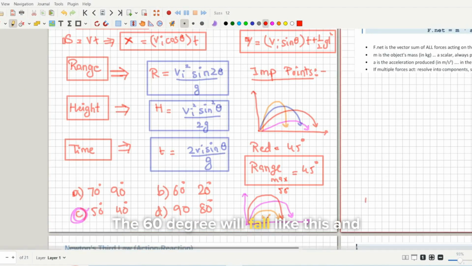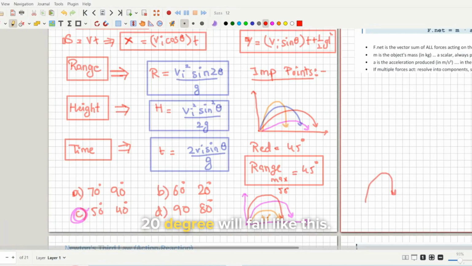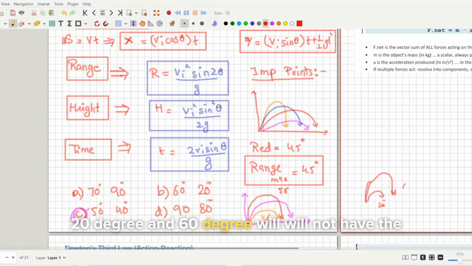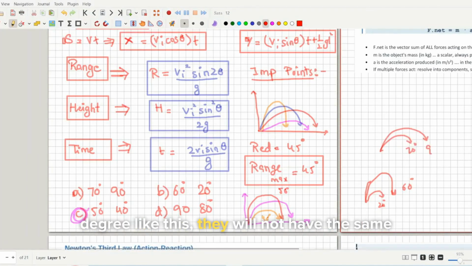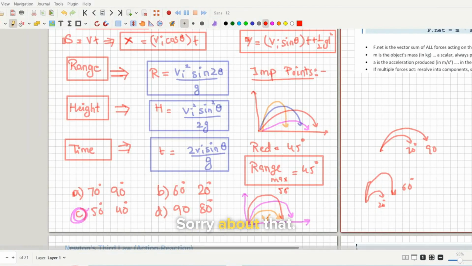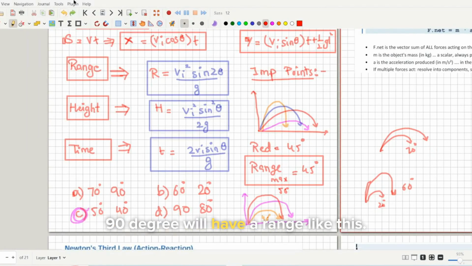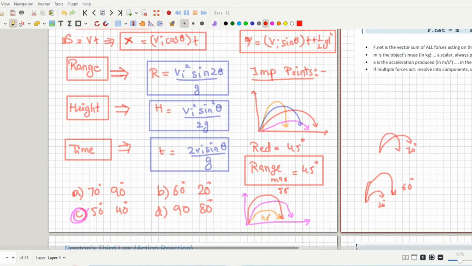The 60-degree will fall like this, and 20-degree will fall like this. 20-degree and 60-degree will not have the same range. If you talk about 70-degree like this and 90-degree like this, they will not have the same range. Sorry about that. 90-degree will have a range like this.